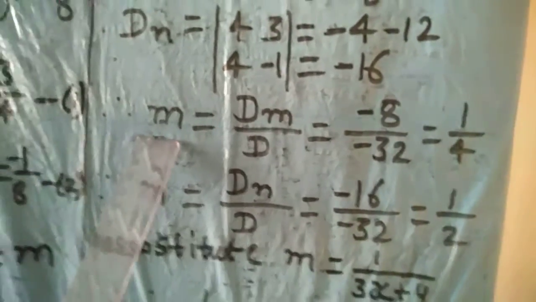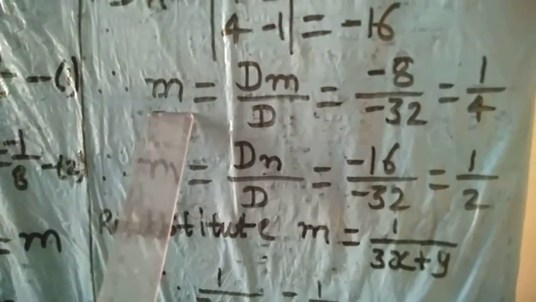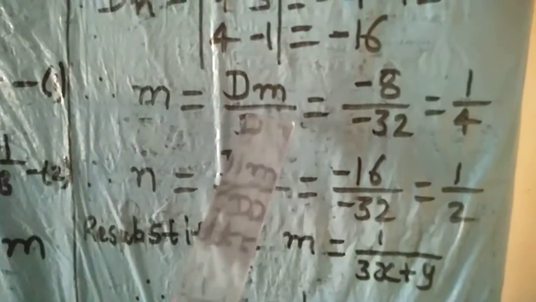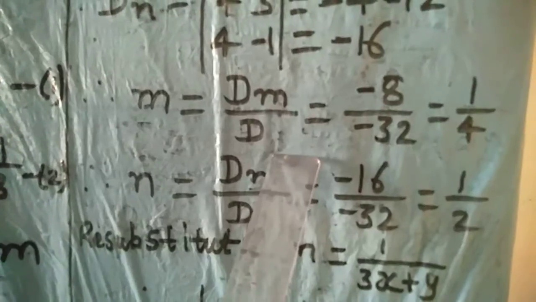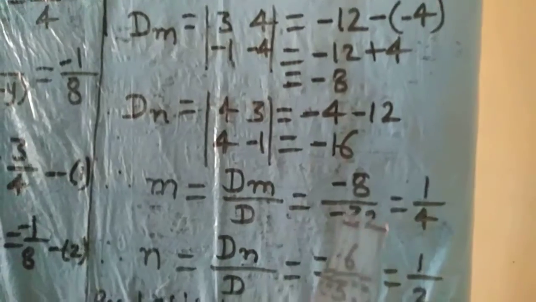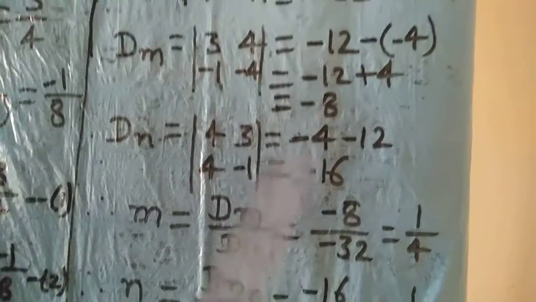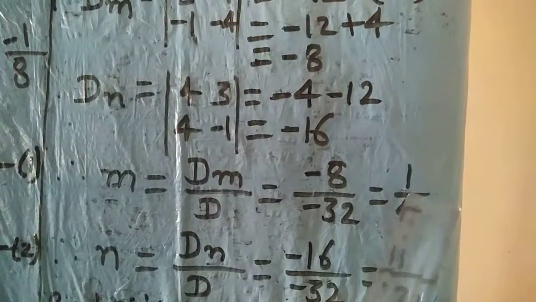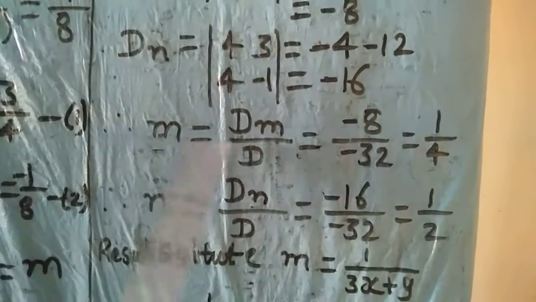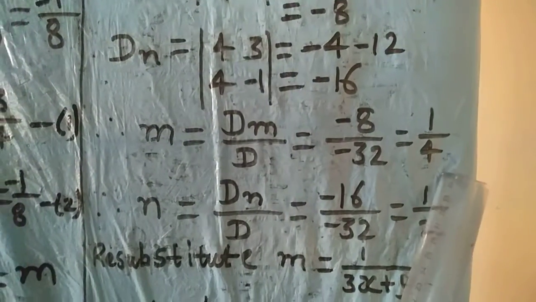So how do we get the value of m? By using Cramer's rule. It is the ratio of dm upon d. Value of dm is minus 8, and value of d is minus 32. So it will be 1 upon 4. So the value of m is 1 upon 4.